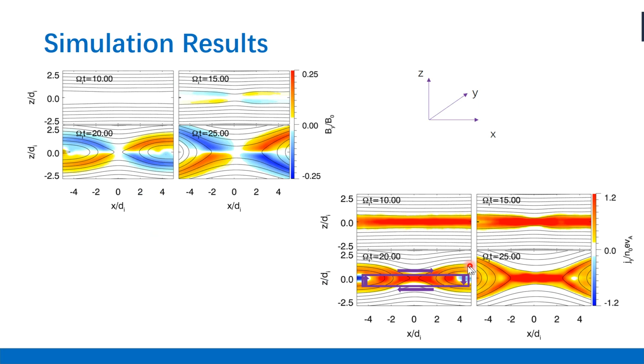This is the simulation result. This figure presents the evolution of the whole magnetic field at omega_ci t equal to 10, 15, 20, 25. This is the typical reconnection feature. This figure presents the evolution of the current density at different times. This is consistent with the reconnection current sheet.